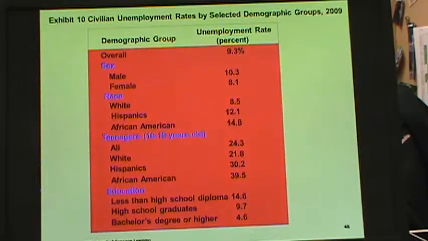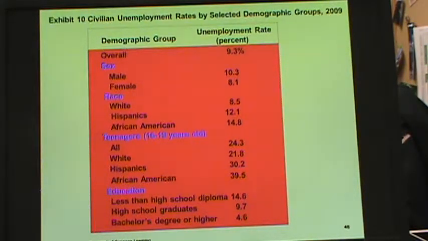By race, white Americans were 8.5% unemployed, Hispanics 12.1%, and African Americans 14.8%. Teenagers 16 to 19 years old as a whole were 24.3% unemployed. White teenagers 21.8% unemployed, Hispanics 30.2%, and so on and so forth.